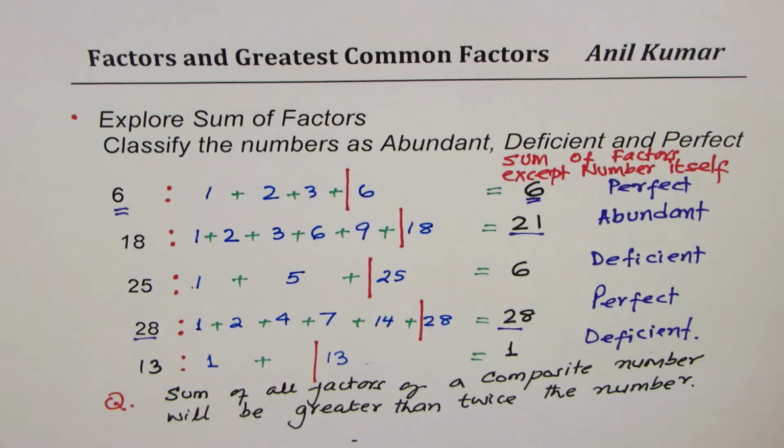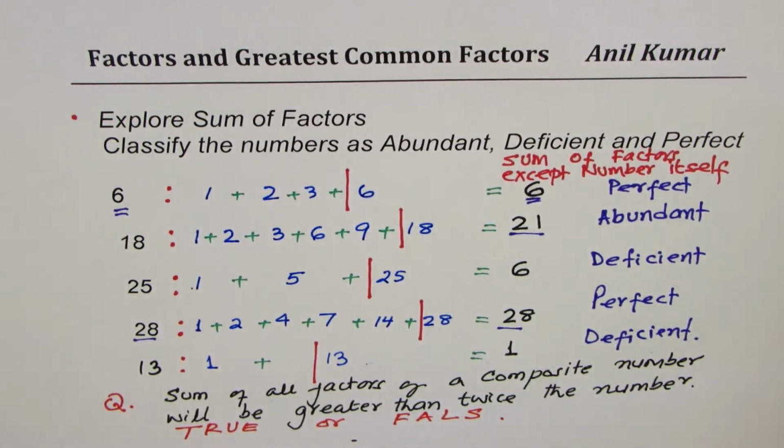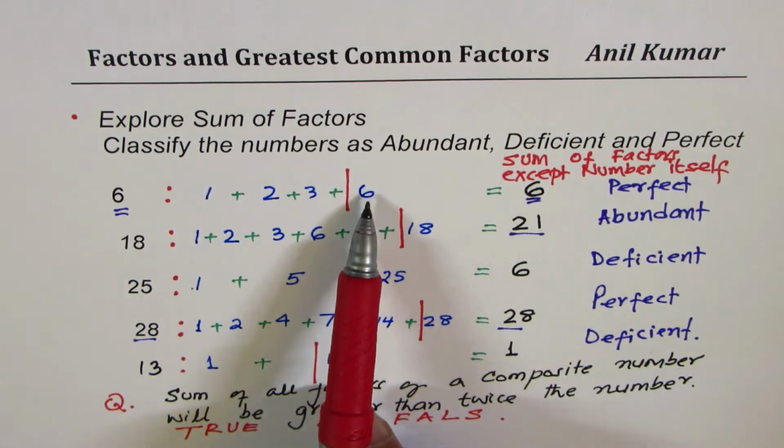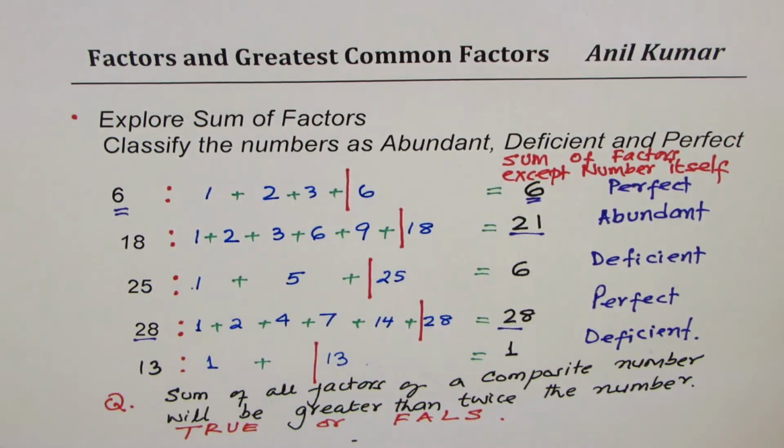Is this statement true or false? So you have to say whether this statement is true or false. Justify. So that is the question. Twice the number. I'm not saying the sum. Same, right? Sum of all factors. Include that number also. Now the question is, the sum of all factors of a composite number will be greater than twice the number. True or false? So that's the question for you.